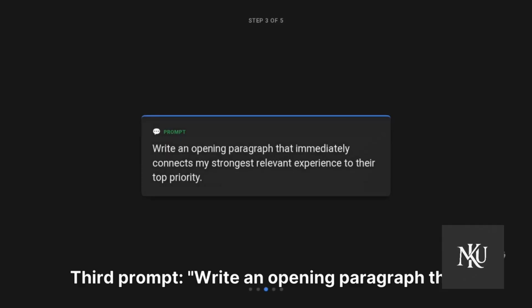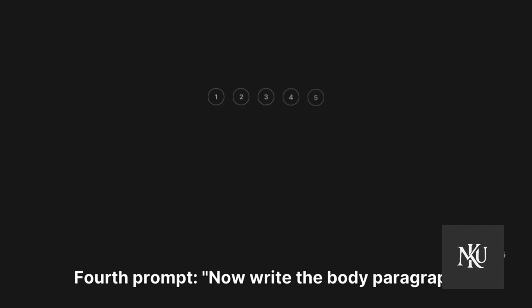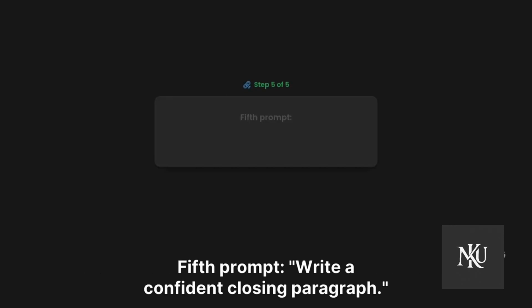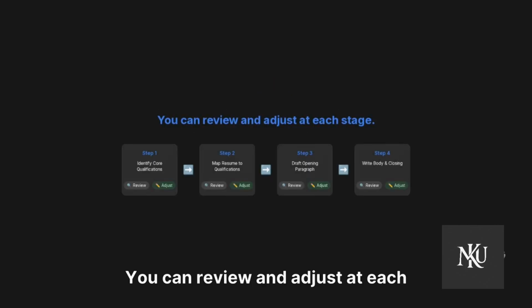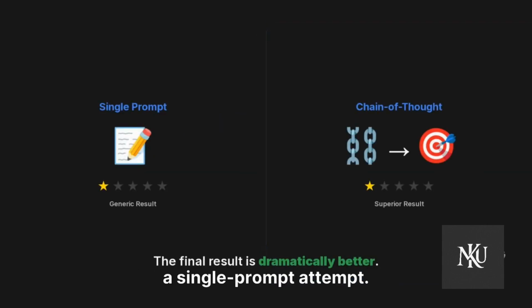Third prompt, write an opening paragraph that immediately connects my strongest relevant experience to their top priority. Fourth prompt, now write the body paragraph with specific examples. Fifth prompt, write a confident closing paragraph. Each step builds on the previous one. You can review and adjust at each stage. The final result is dramatically better than a single prompt attempt.